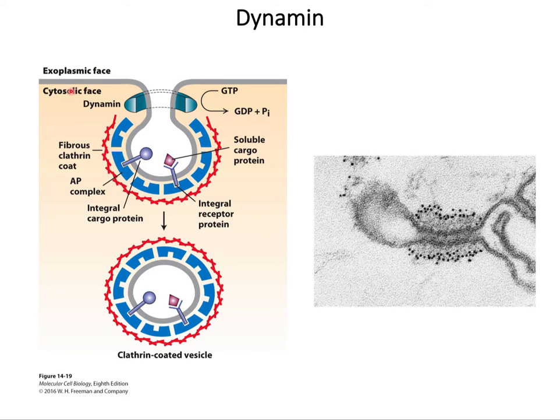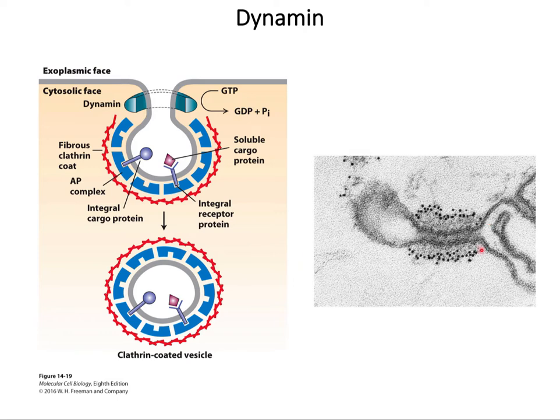The intrinsic GTPase activity of dynamin cleaves, or hydrolyzes, the GTP to GDP. A change in conformation occurs in dynamin such that it is almost like a spring. You can picture it as a spring around the neck right here. The spring tightens up and pinches off the vesicle. So dynamin mediates that. Dynamin is that spring that wraps around the forming vesicle.